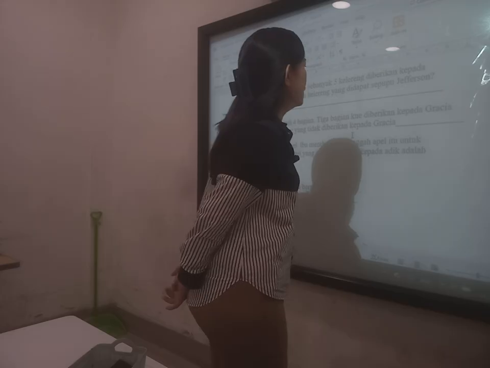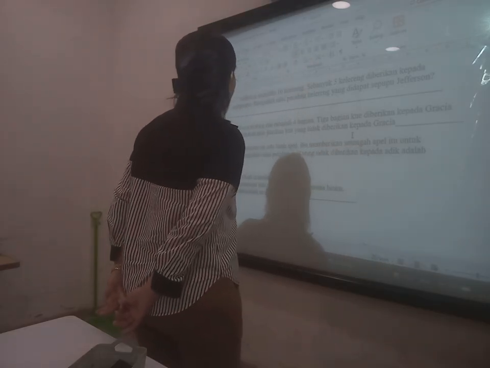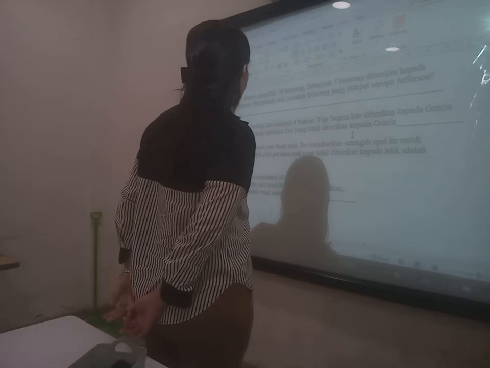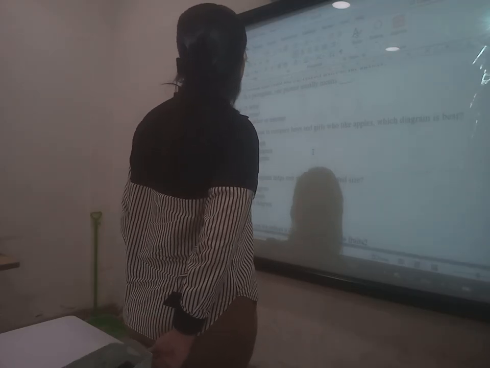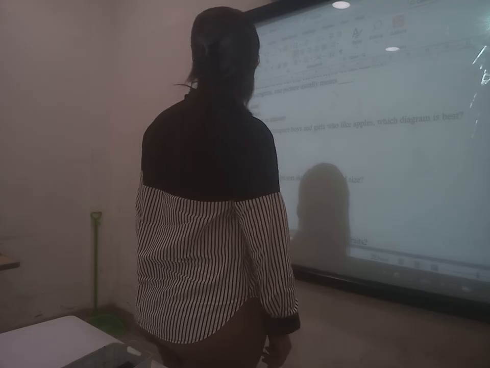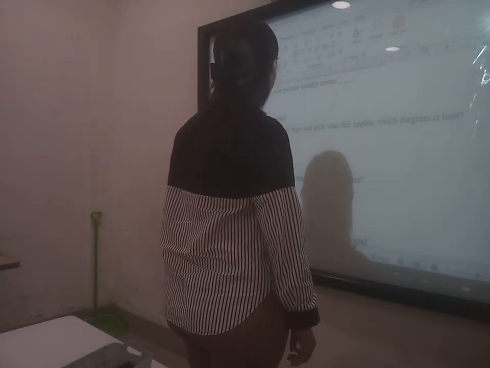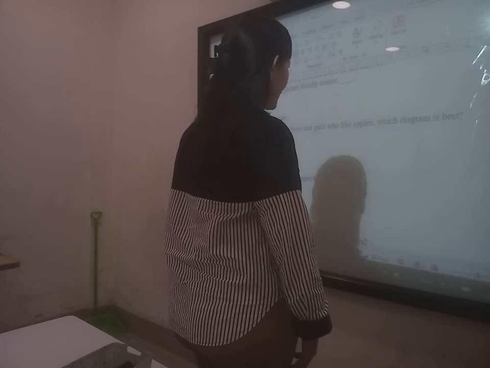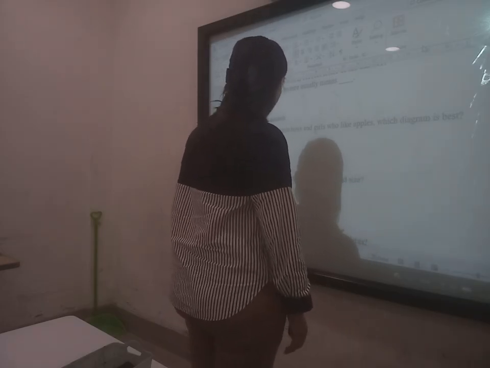Next, we move to math. Start from the first question. In the pictogram, one picture usually means a number or amount. If you want to compare boys and girls who like apples, which diagram is best? That is C, Venn diagram.